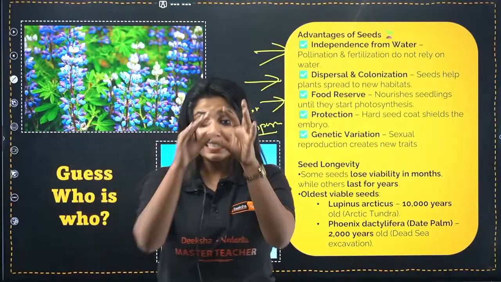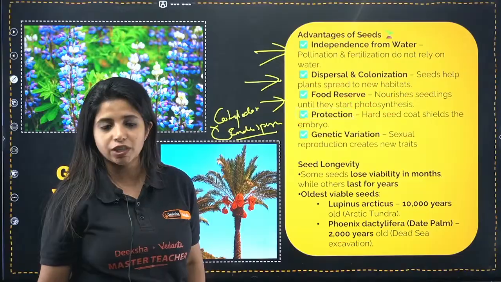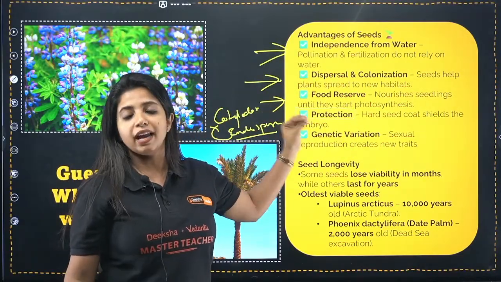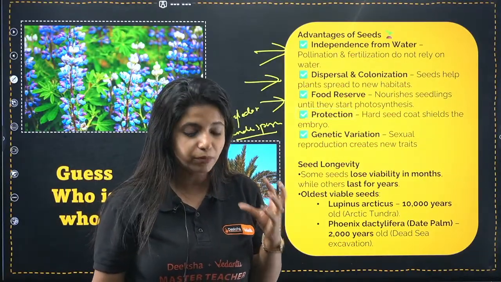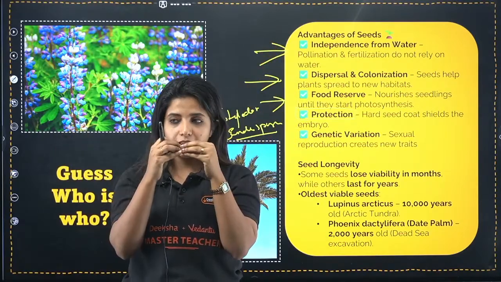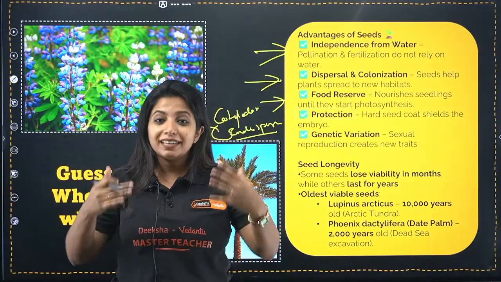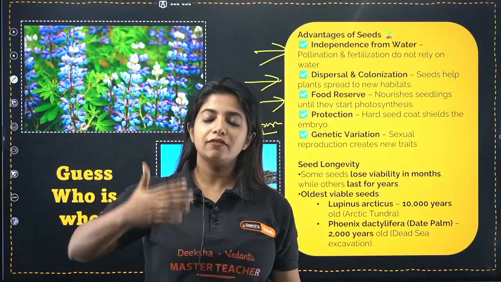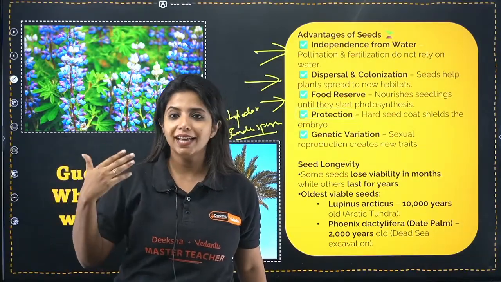The last way, again, seed has seed coat and everything, which provides what? Protection. That is the fourth thing. So independence from water, dispersal and colonization, food reserve, and protection. And last but not least, they help in increasing the genetic variation, because seed is formed when the male and the female gamete come together, and mostly they are from different plants. So obviously when they come together, it is not of the same plant, mostly of a different plant, so it can give rise to more genetic variations as well. So that is an additional point. If we want to write, we can write it.